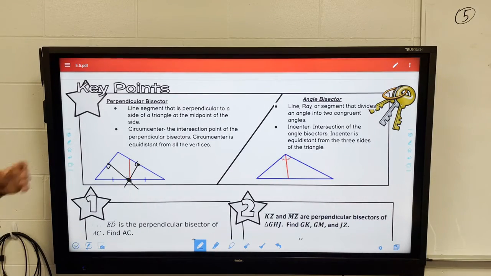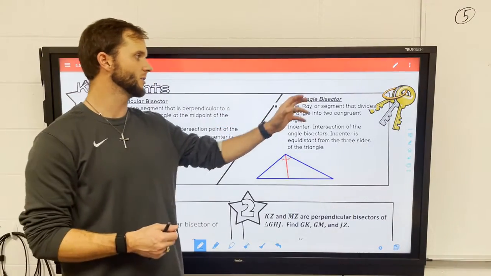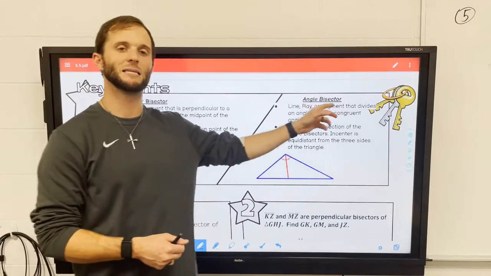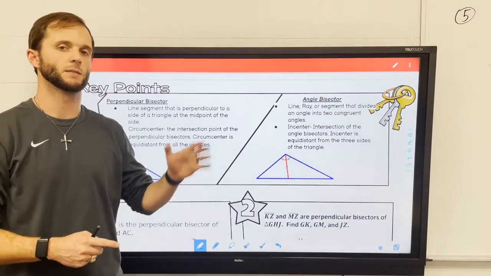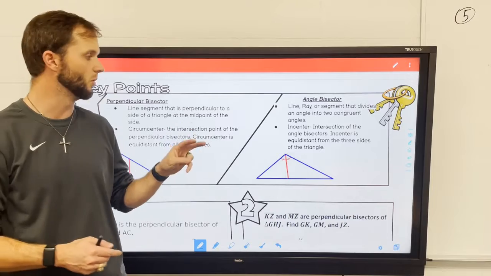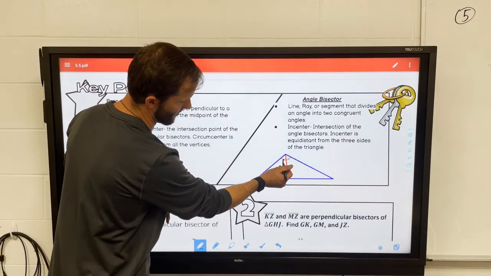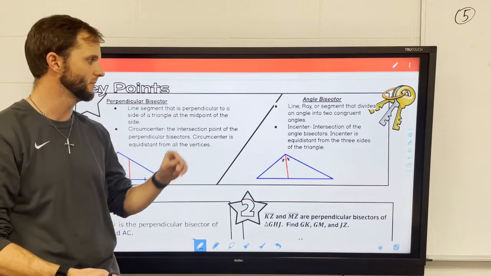Okay? Let's jump over to the angle bisector. The angle bisector is a line, ray, or segment that divides an angle into two congruent angles. Remember, the word bisect means cut in half. So basically it's some type of line that is cutting my angle into two equal parts. I have my angle bisector, and so this angle right here is going to be equal to that angle right there. It's basically just snipping it in half, okay?